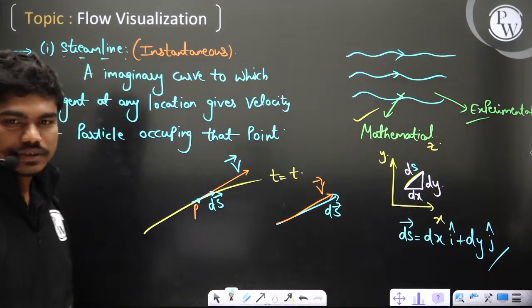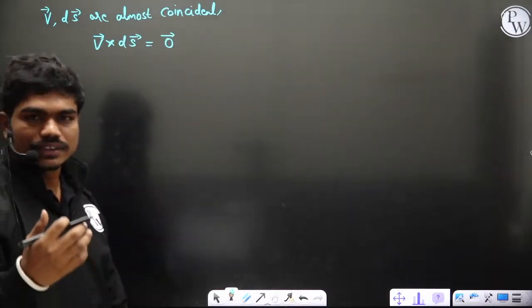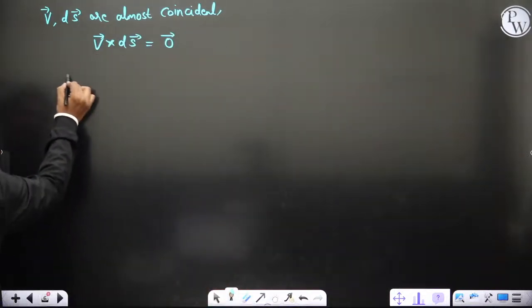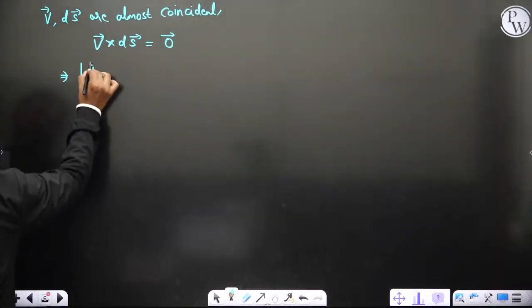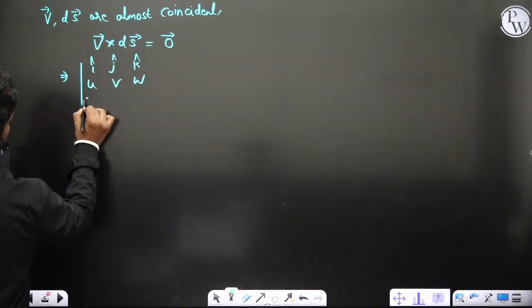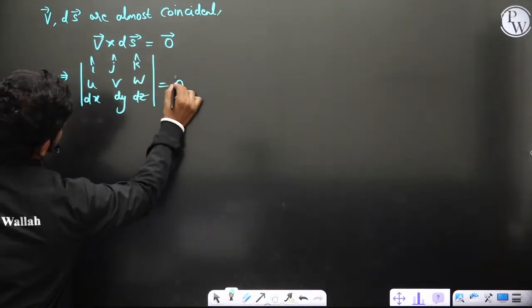Yeah, it should be 0, right? Cross product has to be 0. You all know it. If two vectors are parallel or if they are very coincidental, then the cross product is 0. And you know how to calculate cross product. Let us suppose if you are doing it in Cartesian, i, j, k, u, v, w, dx, dy, dz is what you have, and this should be equal to 0 bar.